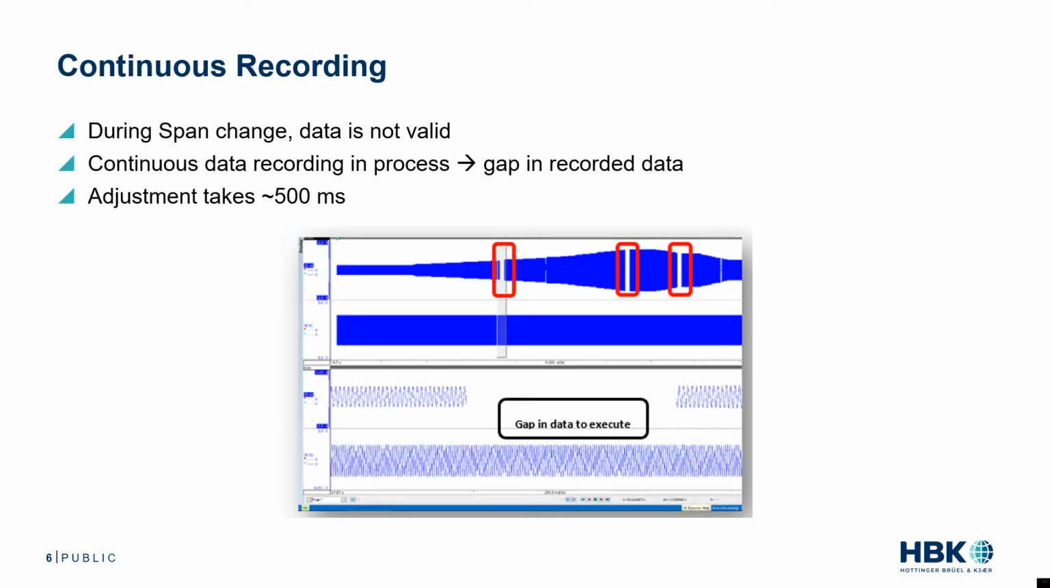While the span is being changed, data is not valid and therefore no data is recorded. If the user is making a continuous data recording, there will be a gap in the data during the adjustment period, as shown in this example data. The adjustment takes approximately 500 milliseconds.